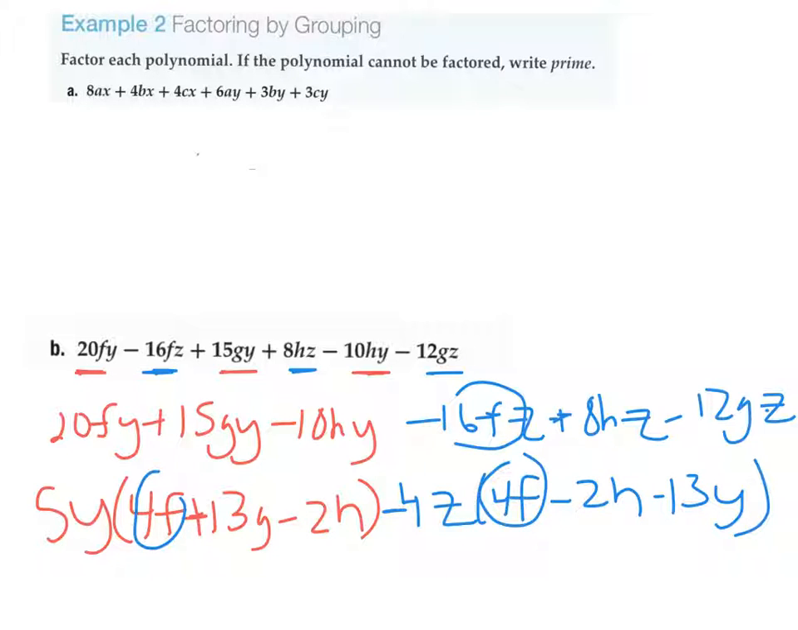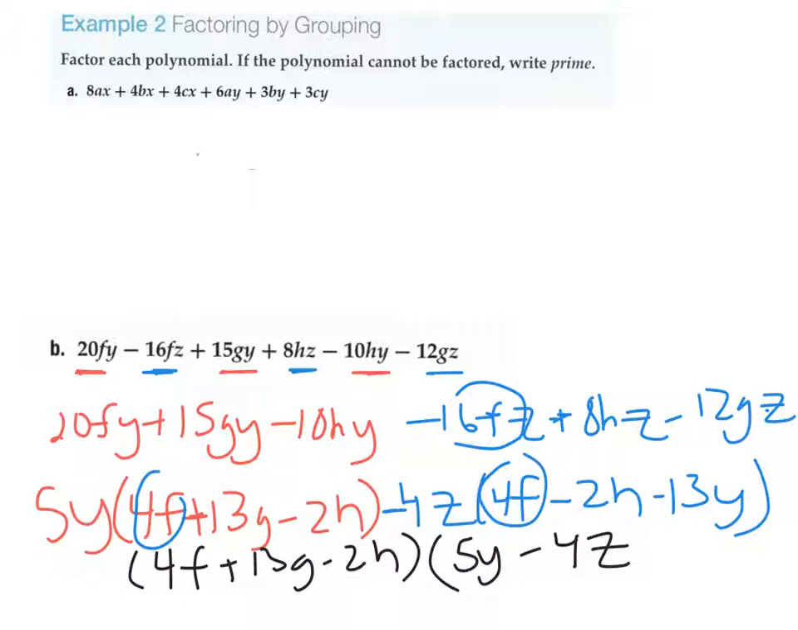And now I have in black here, what's in the parentheses is exactly the same. I'm just going to write it like this. And then what's left over is a 5y and a negative 4z. So what's out here on the outside, the greatest common factors, becomes our other factor. So what's in black is our factoring problem.